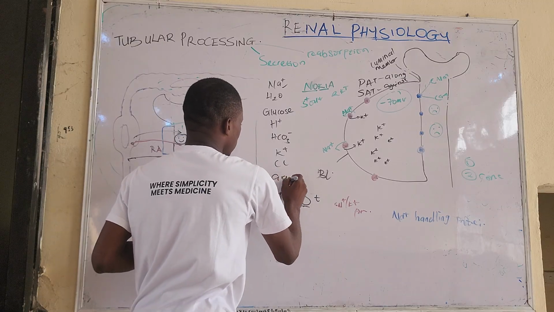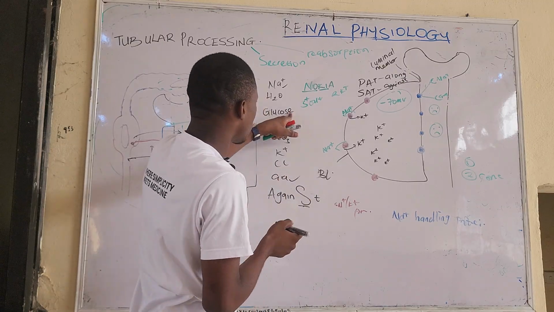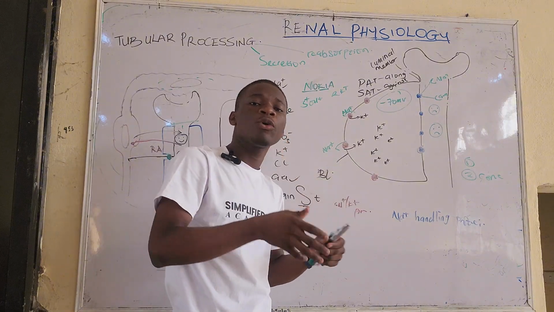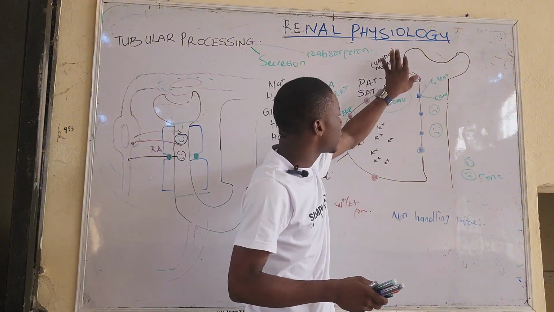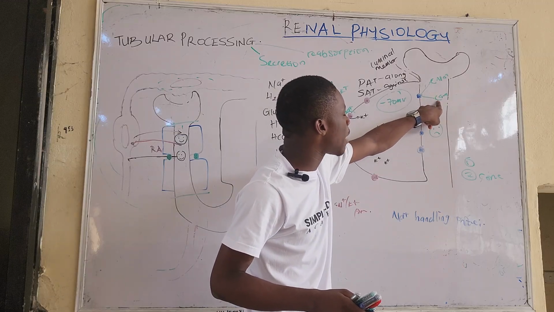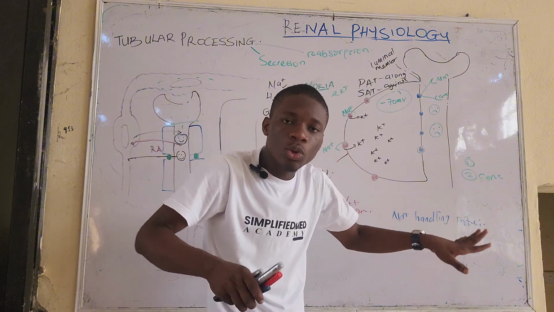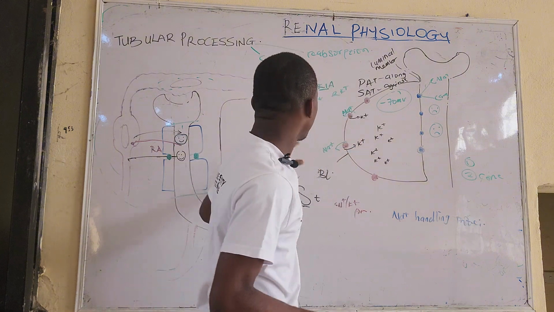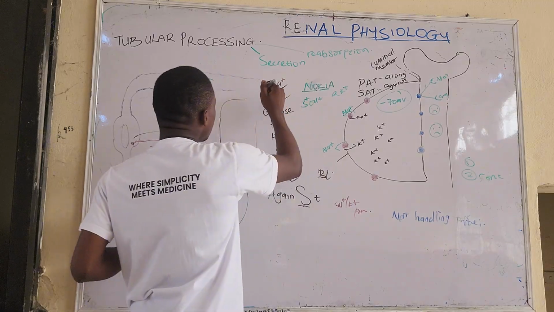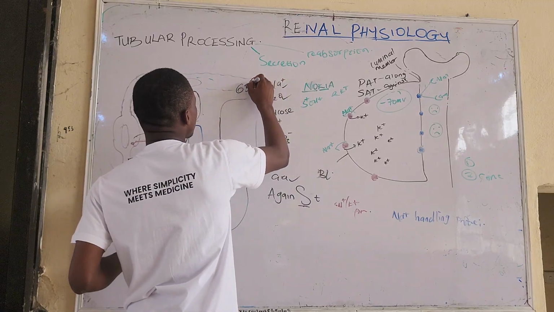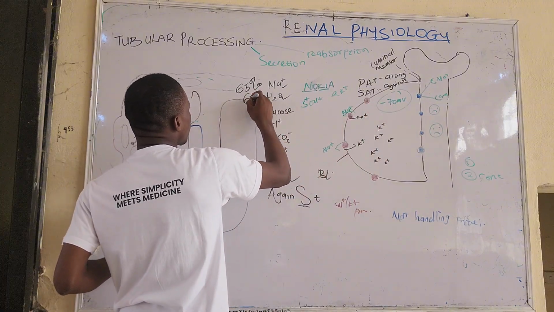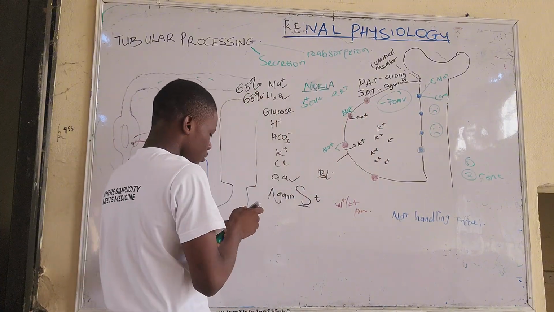Now let's look at how water is absorbed. Anywhere sodium flow goes, water also follows. So our sodium is moving like this, dragging this sodium handling protein, and it is also pulling amino acid together with it. Water will also follow, because anywhere sodium goes, water follows. 65% of sodium is absorbed in this segment, and 65% of water is absorbed also.